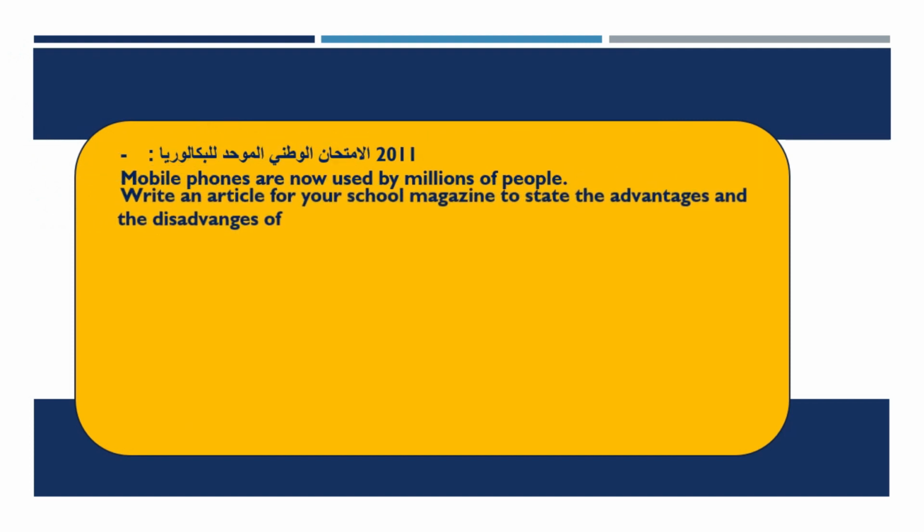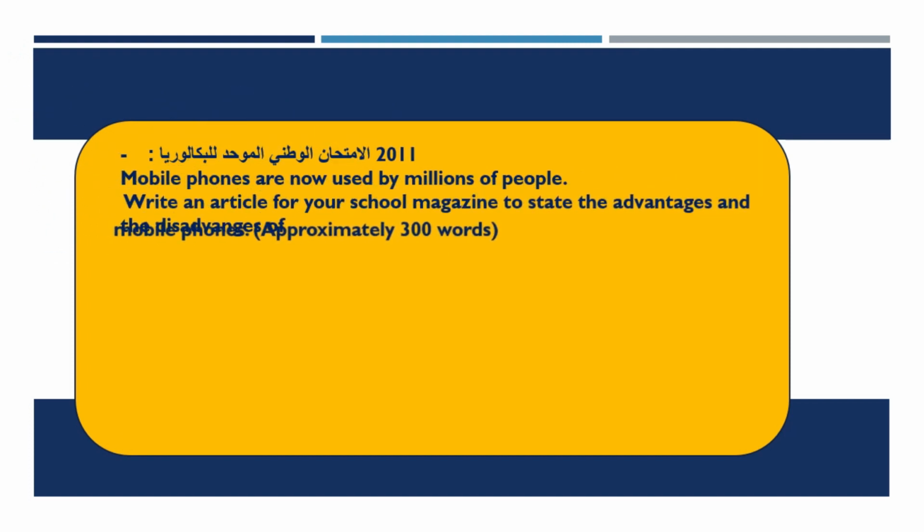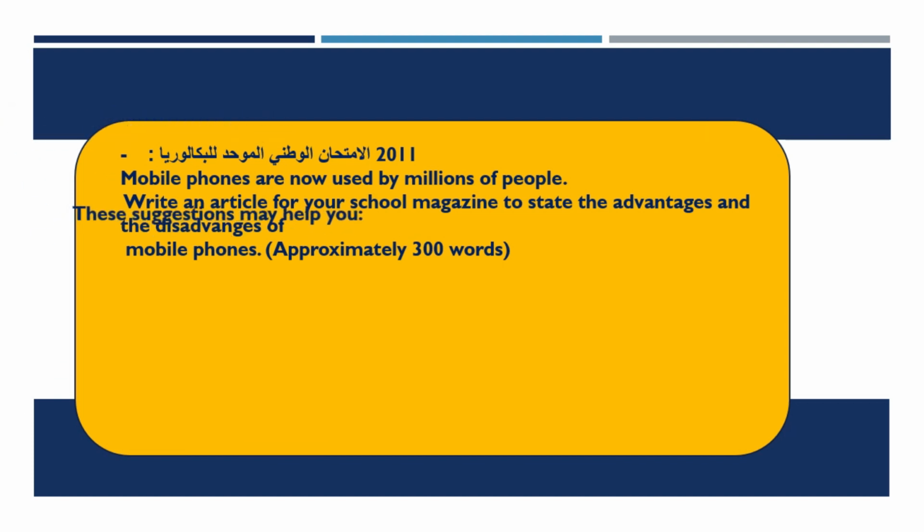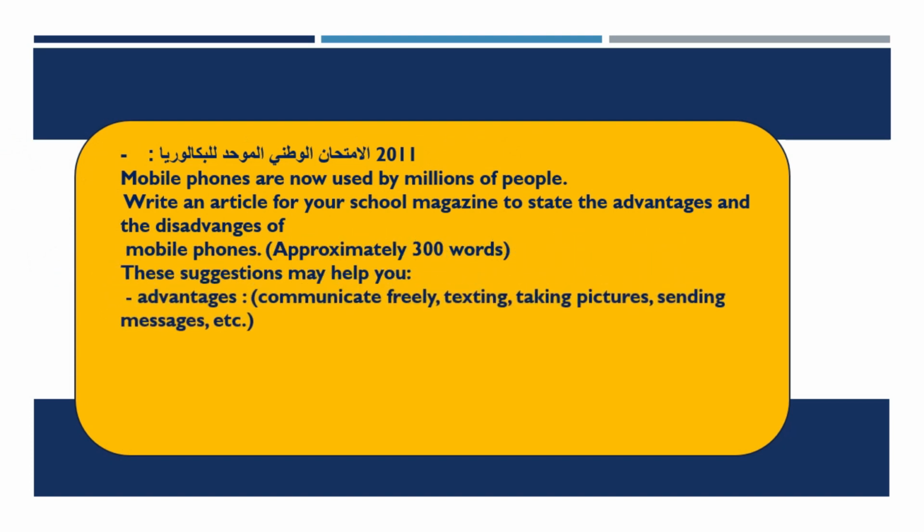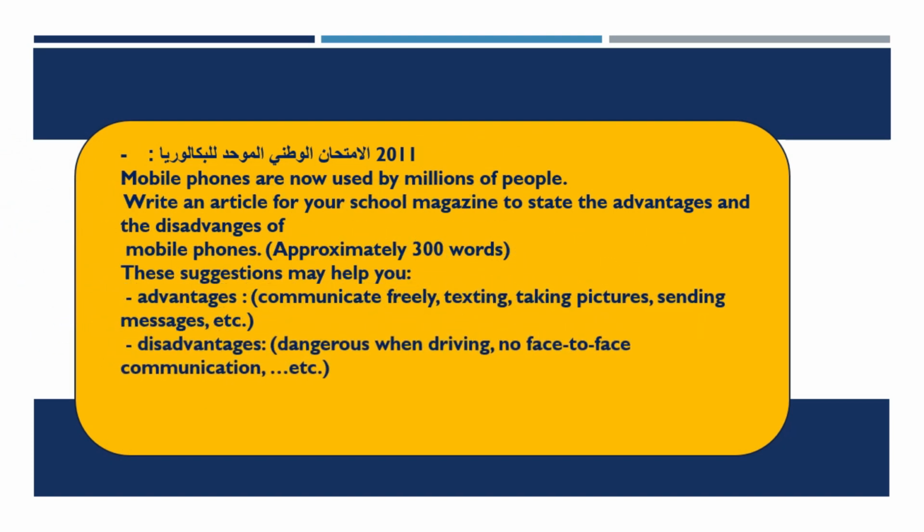Mobile phones are now used by millions of people. Write an article for your school magazine to state the advantages and disadvantages of mobile phones. This suggestion may help you, for example, advantages: communicate freely, texting, taking pictures, sending messages. Disadvantages: dangerous when driving, no face-to-face communication, and you give opinion. Here you have an article, but you can use the same arguments if you are afraid not to master these, for example, arguments given here. You can use your argument, your opinion. This is what I explained, that you need to know how to use some functions. And here you have to respect these instructions. You have to give your opinion.